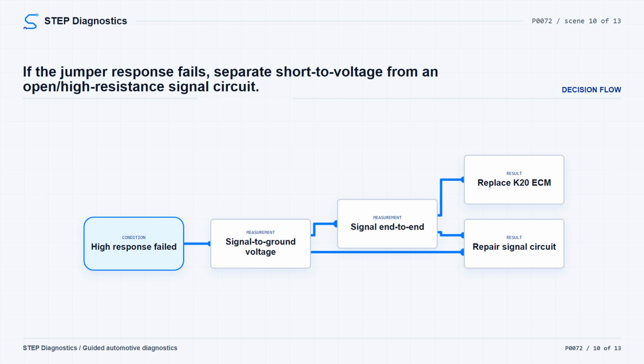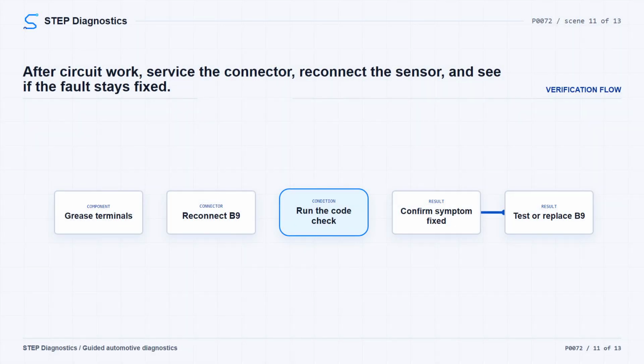If the jumper test produced 144 degrees Celsius, 291 Fahrenheit or warmer, the circuit response is okay, and you can move back to the sensor and connector side. Apply dielectric grease to the connector terminals, then reconnect the B9 ambient air temperature sensor. Reproduce the operating conditions for the code, and verify the repair corrected the DTC or symptom. If it did not, test or replace the B9 ambient air temperature sensor.